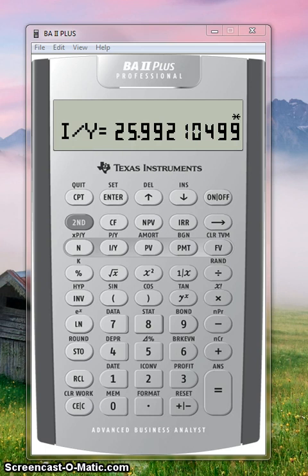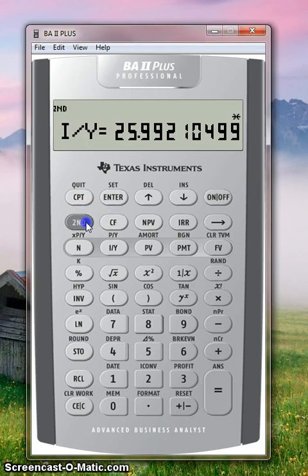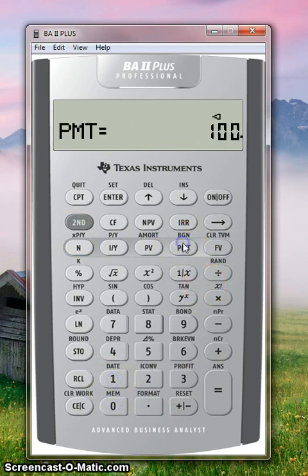Next calculation is about annuity. If we want to calculate the future value of a 3-year annuity when each payment is $100, first clear previous work. Now $100 payment, 3 years or 3 payments, interest rate 10%. We can also go 0 PV because there's no additional lump sum money at the beginning. And then we compute for future value.